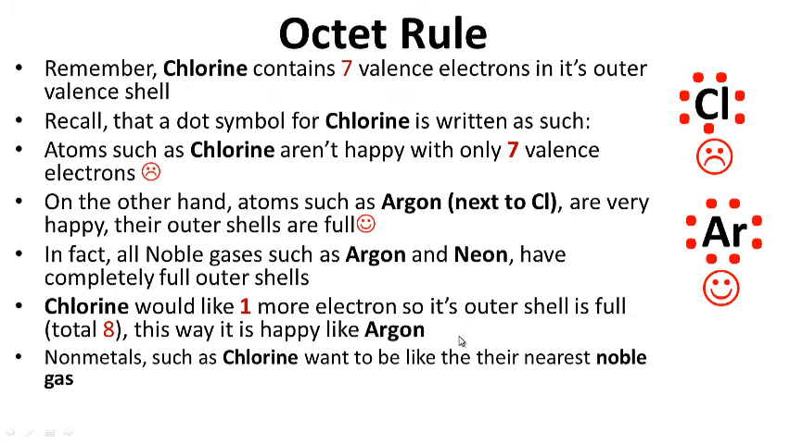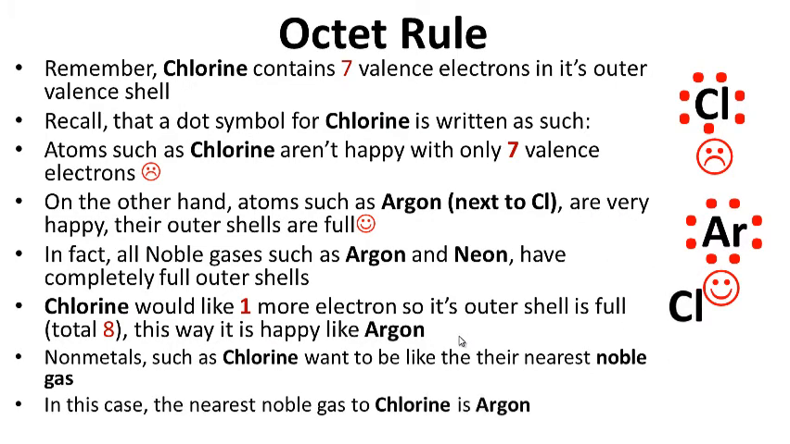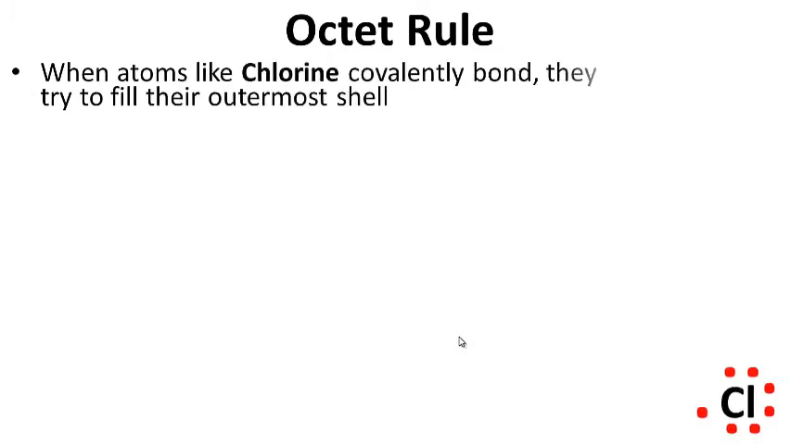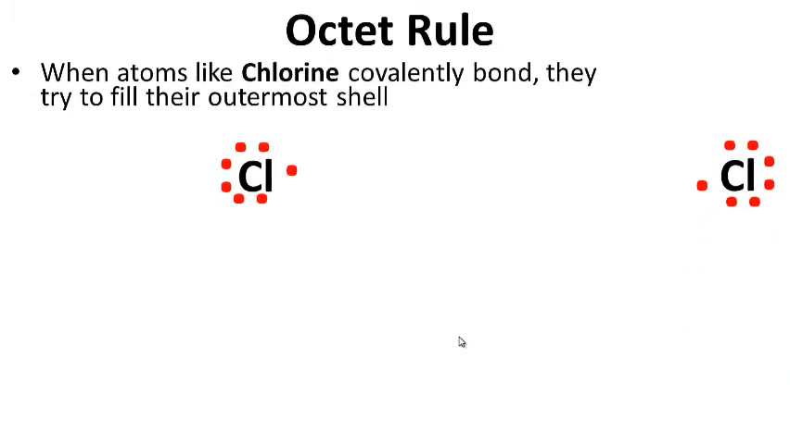Okay, so nonmetals such as chlorine want to be like their nearest noble gas. Neon, argon, krypton, xenon, and so forth. In this case, the nearest noble gas to chlorine is argon, and it wants an extra electron, so it will be happy here. So when atoms like chlorine covalently bond, they try to fill their outermost shell.